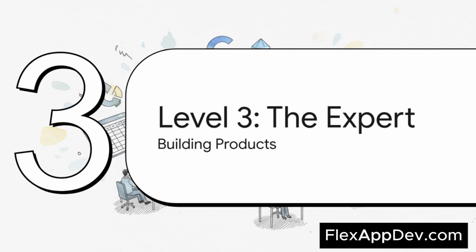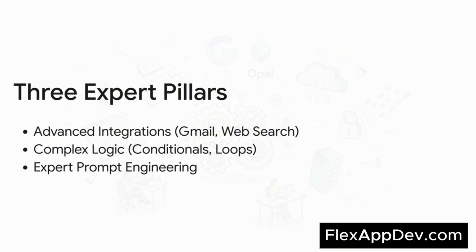Okay, let's level up. Level 3, the expert. The whole mindset has to shift here. You're not just building little tools for yourself anymore. You're building robust, scalable products that can automate entire business processes for your team or maybe even for your clients. Getting to this expert level really comes down to mastering 3 things. First, advanced integrations. You're connecting to stuff like Gmail or live web search. Second, you're using complex logic, building in conditional paths and loops. And third, maybe the most important skill of all, expert-level prompt engineering.